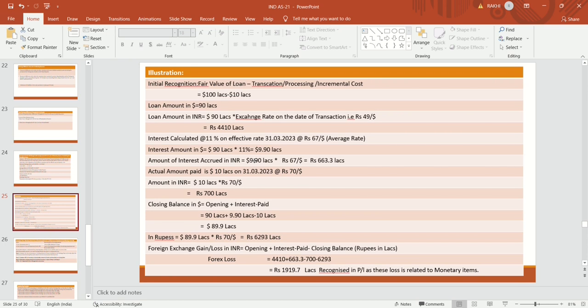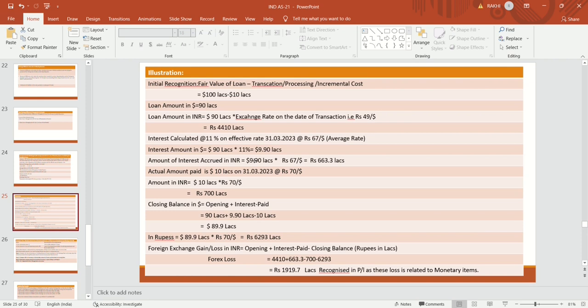Then the actual amount of interest paid is $10 lakhs on 31st March 2023. At that date, the exchange rate will be 70 per dollar. So the amount in INR will be 10 lakhs into 70 per dollar, that is 700 lakhs to be paid. So the amount actually paid is 700 lakhs, interest is 663.3 lakhs, and the actual amount of loan is 4,410 lakhs.